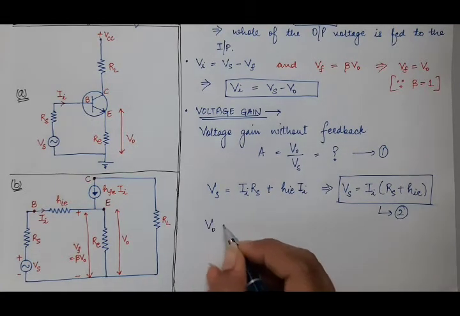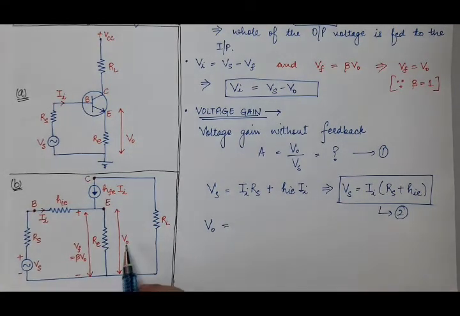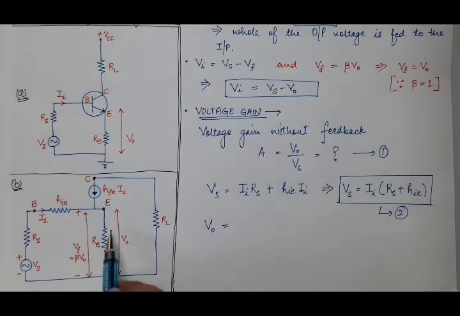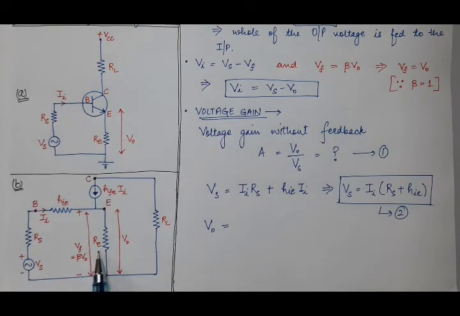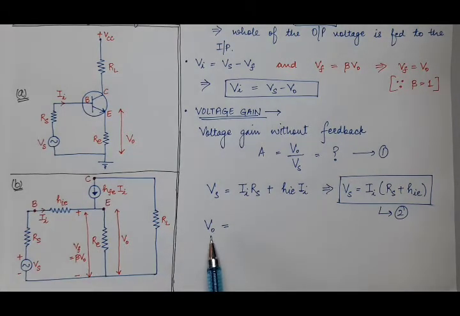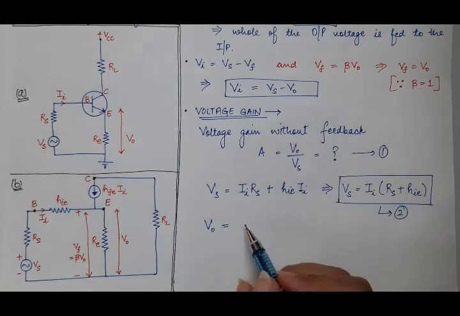So V naught will be the voltage drop across Re. And what will be the voltage drop across Re? It will be the current flowing through this Re into Re. What will be the current flowing through this Re? It will be HFE into II. This current will flow through this Re. So what will be the value of V naught? It will be the voltage drop across Re, which is equal to the current through Re into Re.